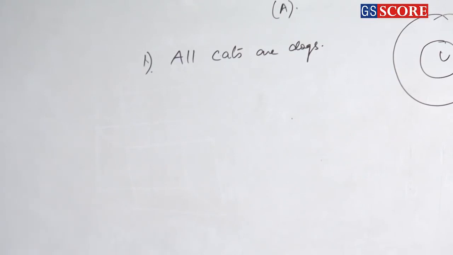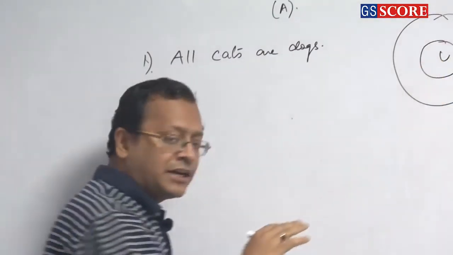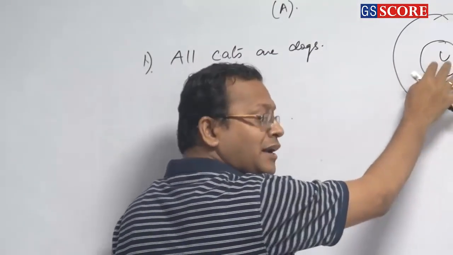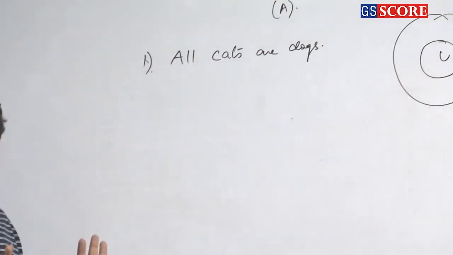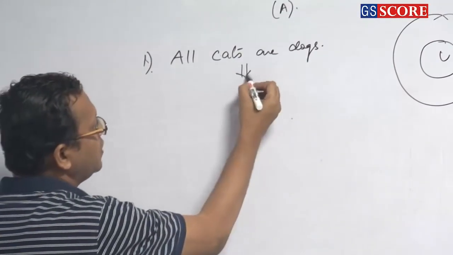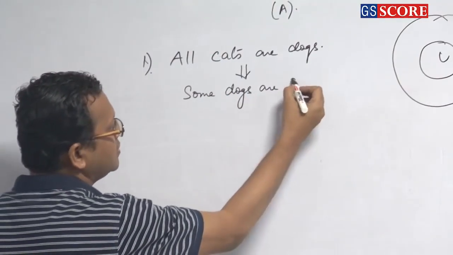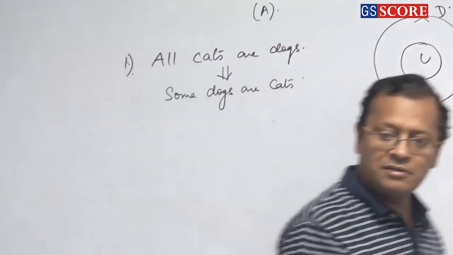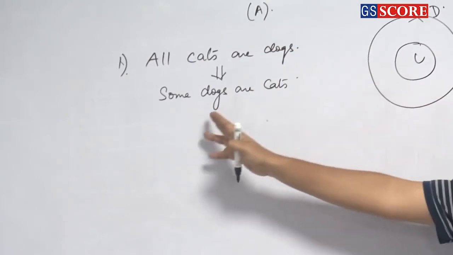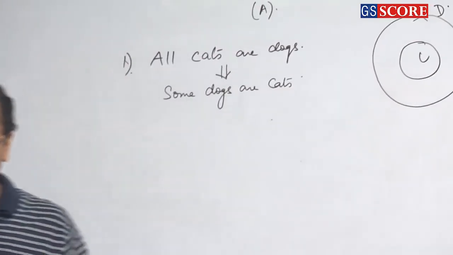Okay? So what is the conclusion that follows? If all cats are dogs, some dogs are cats. Not all dogs are cats; the vice versa will not follow. But some dogs are cats. So what is the proposition that follows? Some dogs are cats. Clear or not? Just remember this thing. If all A's are B's, then some B's are A's, but not all B's are A's. This is an A-type proposition.